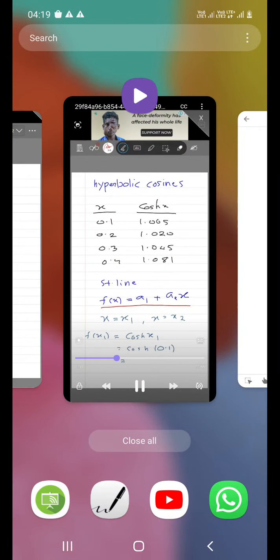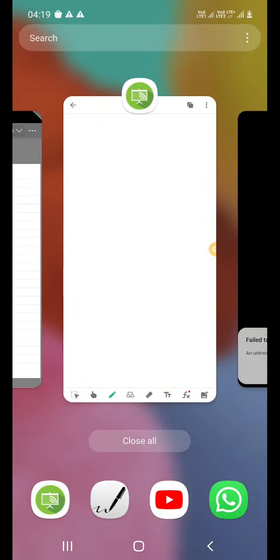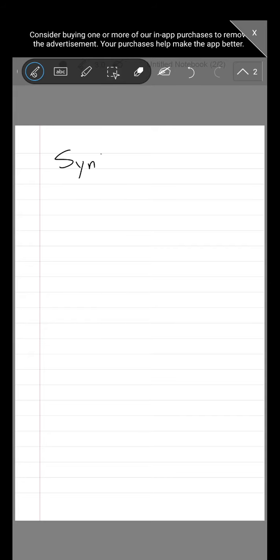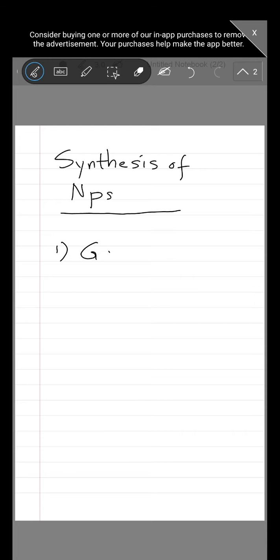Hello students. In this lecture we shall be talking about the techniques for nanomaterial synthesis. Nanoparticles for that matter, and we will first start with gas phase condensation.